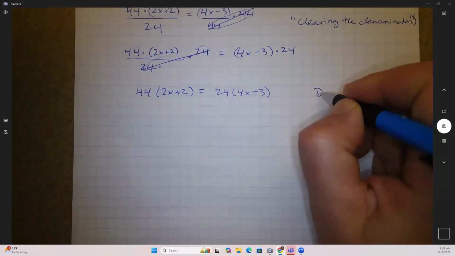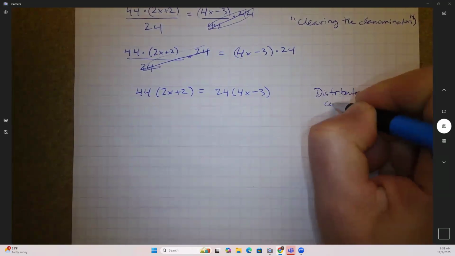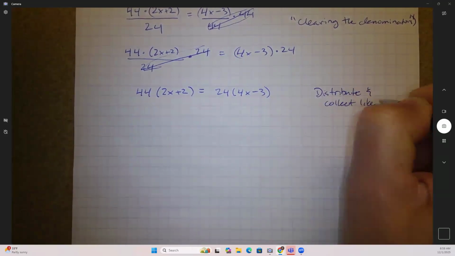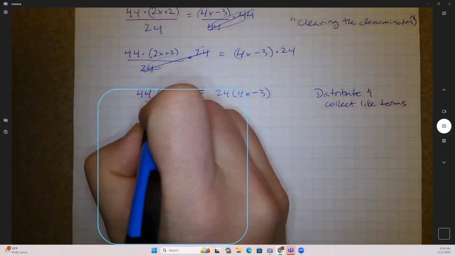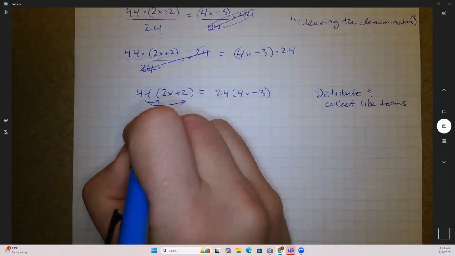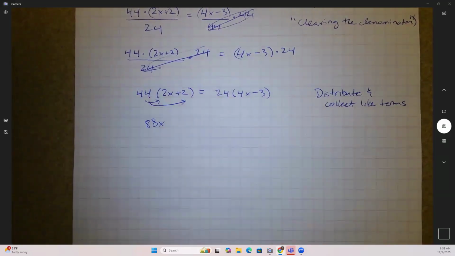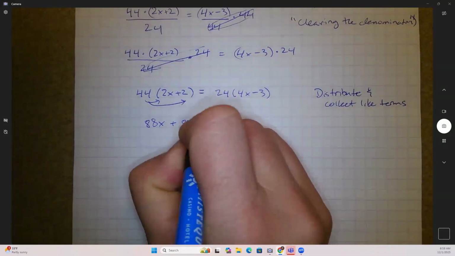Now I go back to my other skills, which are distribute and collect like terms. So the 44 multiplies by the 2x and also by the 2. 44 times 2x is going to give me 88x. Am I keeping track of all my numbers? Yep, I haven't switched any by accident. 44 times 2 is 88.